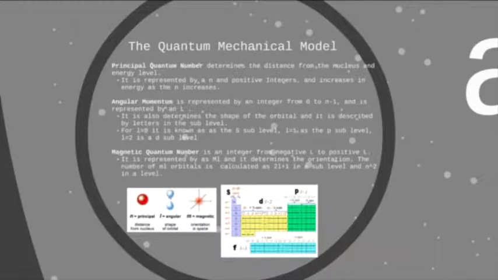It also determines the shape of the orbital and is described by letters in the sublevels. For example, L equals 0 is known as an S sublevel, L equals 1 as a P sublevel, L equals 2 as a D sublevel. Magnetic quantum number is an integer from negative L to positive L. It is represented by the letters ML and determines the orientation. The number of ML orbitals is calculated as 2L plus 1 in a sublevel and n squared in a level.